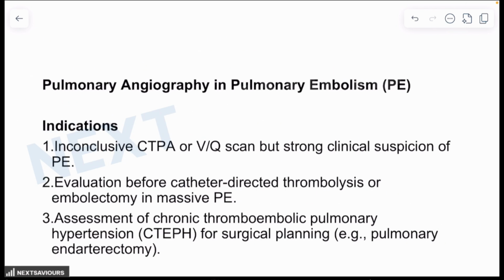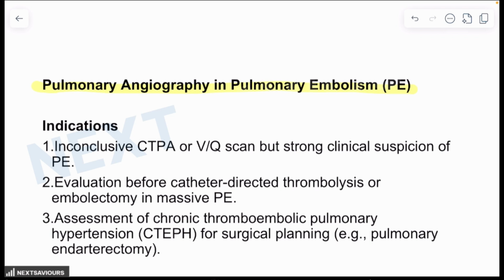Now, what is the role of direct pulmonary angiography? The pulmonary angiography is no doubt the gold standard for diagnosing the pulmonary embolism, but it is rarely used. Why? Because of its invasive nature and the availability of CTPA already. So it involves direct injection of the contrast dye into the pulmonary arteries under fluoroscopy or digital subtraction angiography.